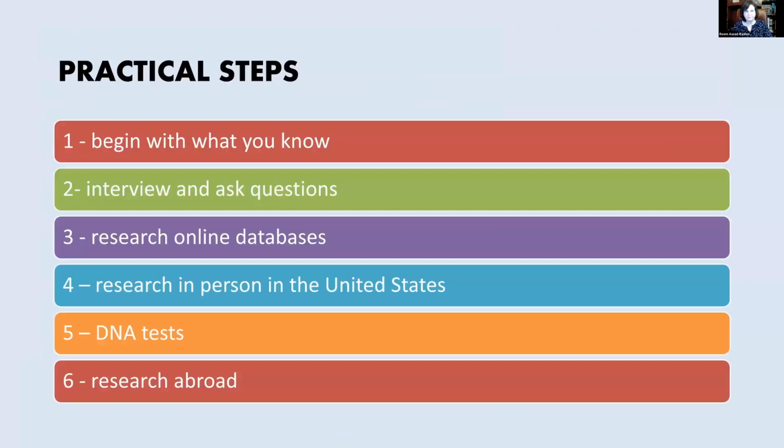Okay, so I'm going to go through these practical steps with you again. Begin with what you know. Begin with what's around you, the people around you: interview them and ask questions. Research online databases. I provided you with some now. And even if you are the immigrant, there are a lot of Arab databases online now, coming from all these countries, that you can use to research and get information and documentation of your family.